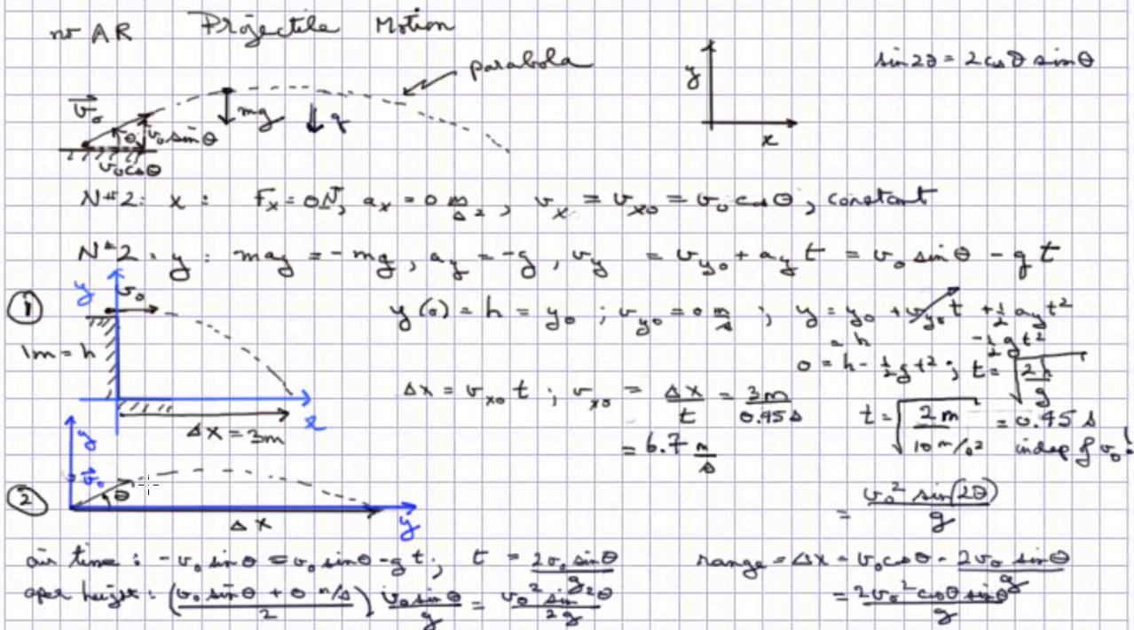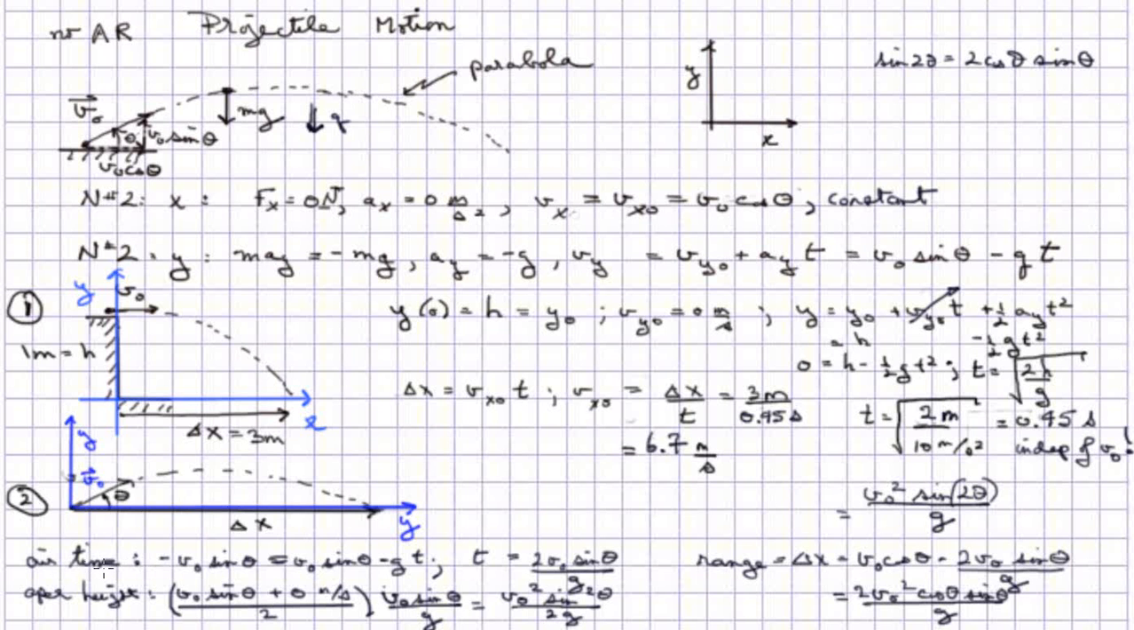Second example, let's get a theoretical expression for the range of projectile motion launched from the ground and returning to the ground. I'm going to use the same coordinate system as last time, and the same geometry with Vy naught at some angle theta with respect to the ground. And so the first thing I'm going to do is compute the air time.